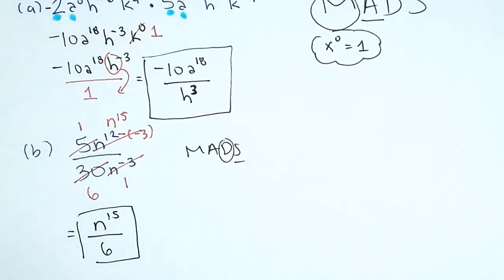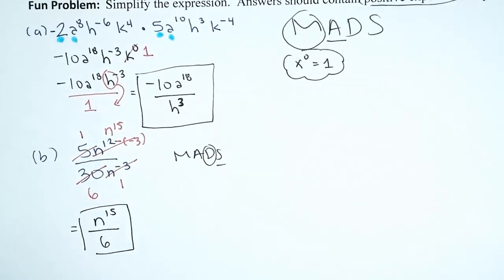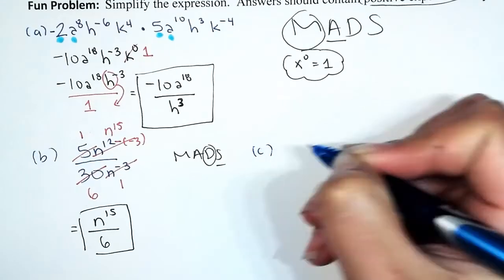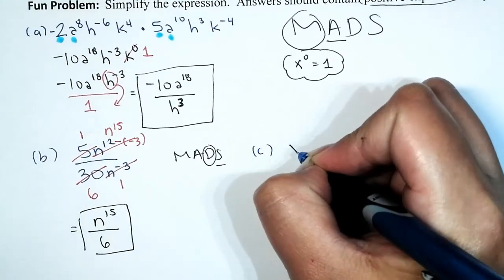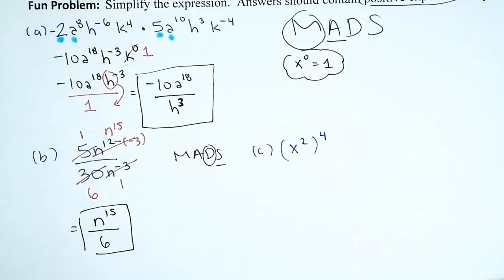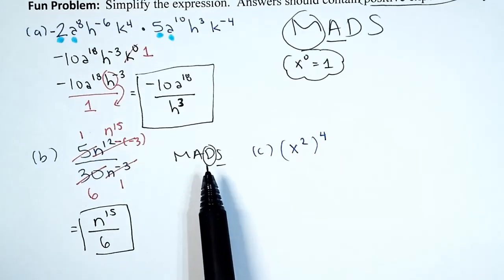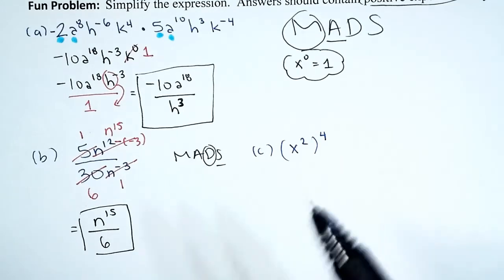Fantastic. Let's go ahead and knock out problem C. This one's not on the test, but I wanted to remind you of another rule. We have x squared. I'm going to change it to the 4th power. In this case, I cannot be mad at myself because I don't have a multiplication problem and I don't have a division problem. So I have to incorporate the power rule.